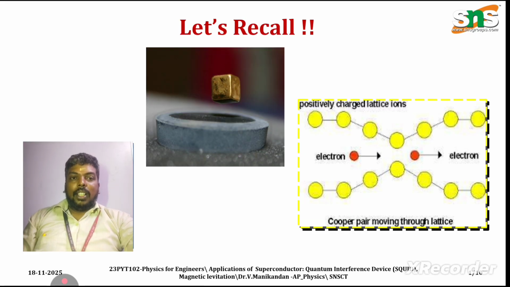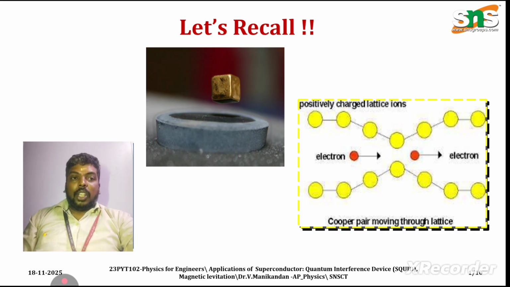Superconductivity is when a material behaves as a superconductor below some critical temperature. We have seen that in the previous video. That is the reason for magnetic levitation. The Meissner effect states that some materials expel magnetic lines of force below the critical temperature. That is called the Meissner effect.